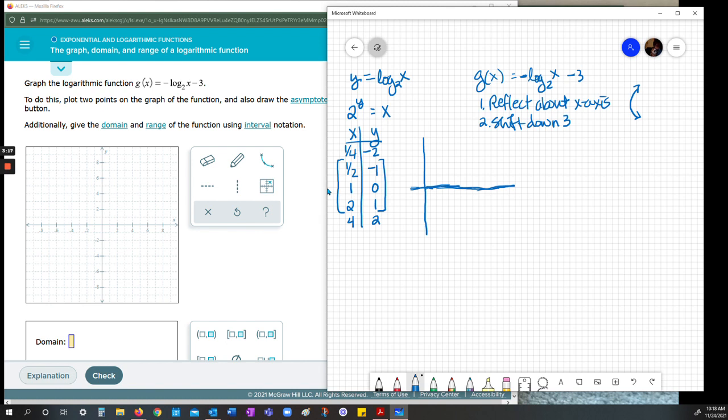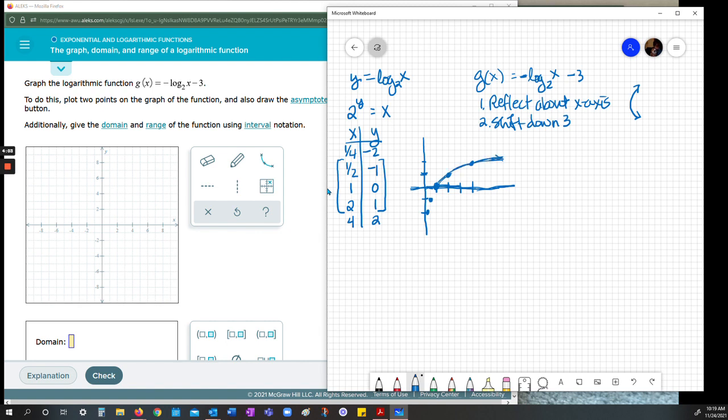Okay, so I'm going to scale this kind of large. Let's make that x equals 1, 2, 3, 4. That's what we need. Okay, so 1/4 at negative 2, as close as I can get, almost down at negative 2. And then 1/2 is at negative 1, so about there. And then 1, 0. And then 2, 1. And 4, 2.